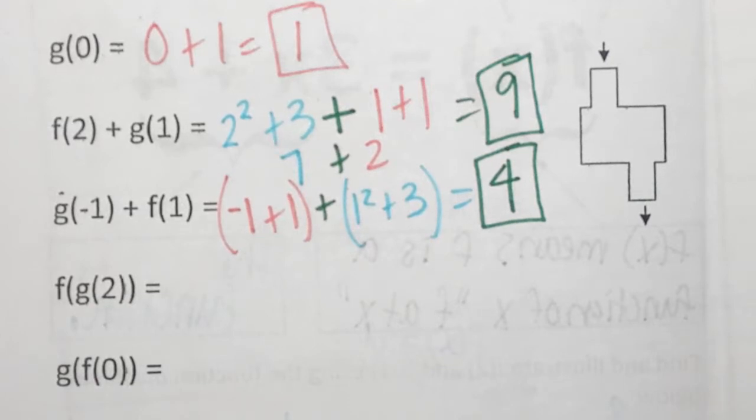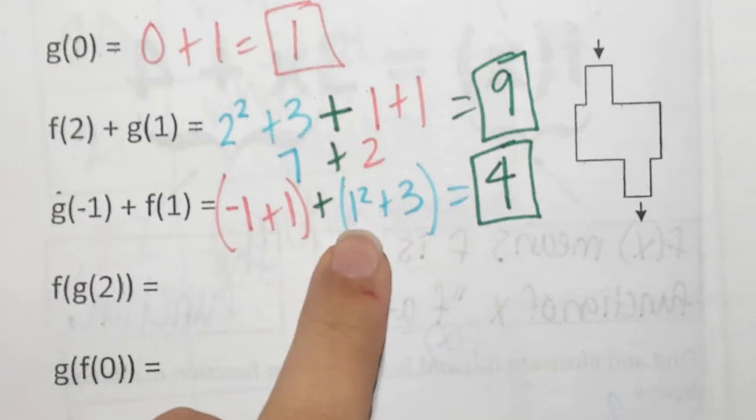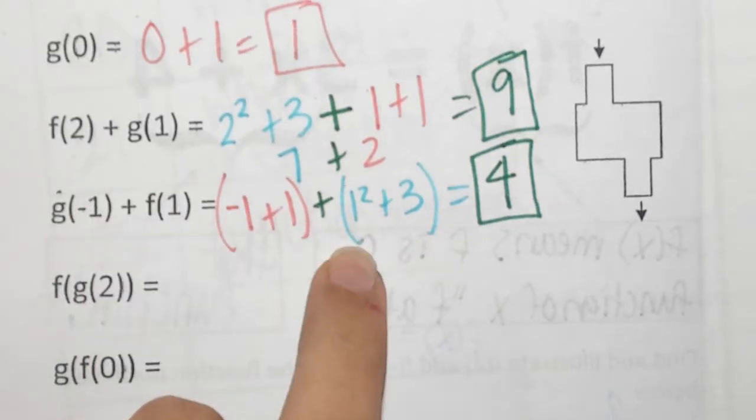The next one is -1 plus 1 is 0. How would you do the next one? F and G are both 2. Wait, you wouldn't multiply. I have a question. I thought -1 plus 1 is 0. It is. Then how is it 4? 1 squared plus 3 is 4. But isn't 1 squared 2? 1 squared is 1, because it's 1 times 1.